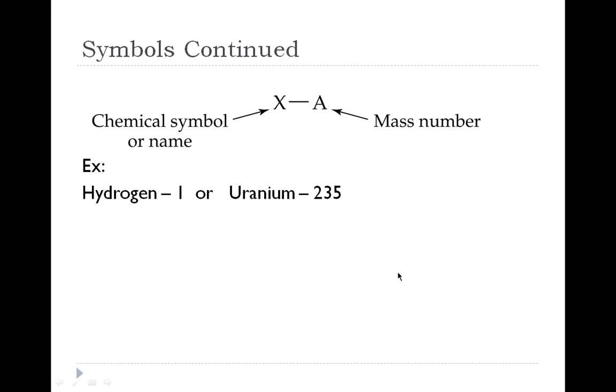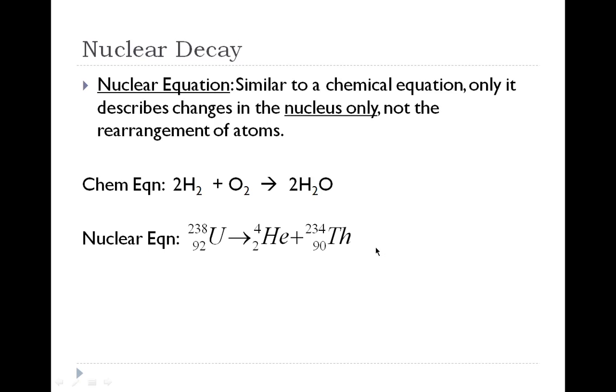Alright, there's also another symbol we use, and this is used in nuclear chemistry a lot. It's where you write the whole name of the element, and then you write the mass number. That's another symbol you're going to see.